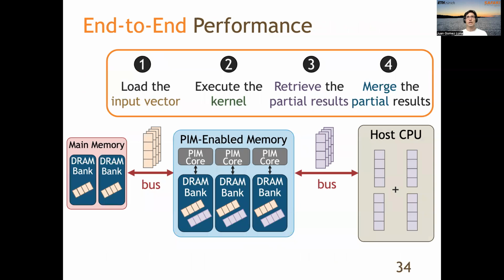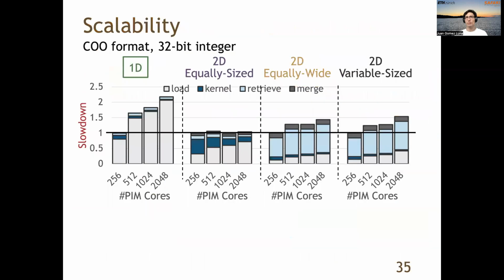Now we can take also a look at the end-to-end performance, just to show you some results, scalability results with different numbers of PIM cores, from 256 to 2048.